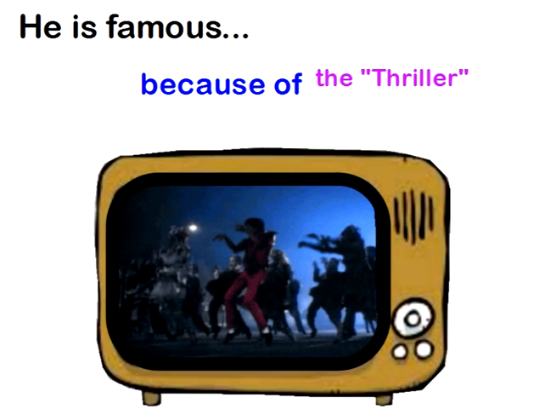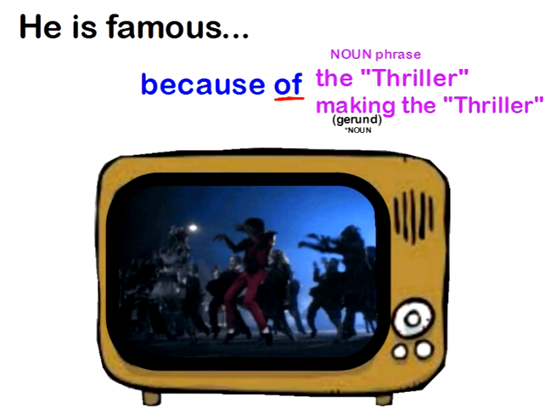Because of the Thriller. Now, notice that I'm using because, and I'm also using this preposition of. Now, when I use because of, I need to use my reason with only a noun or a noun phrase. So for example, the Thriller. It's one thing, it's one video, it's a noun. So he's famous because of the Thriller. Now with because of, I never use verbs. I do not use action, okay? But I still can use a type of verb. For example, he's famous because of making the Thriller.